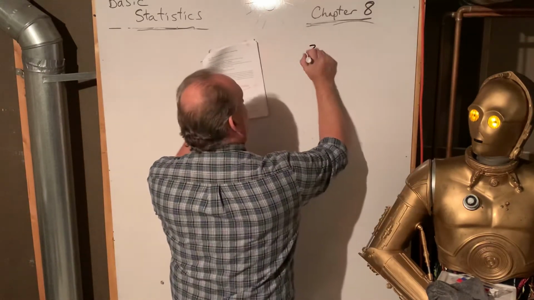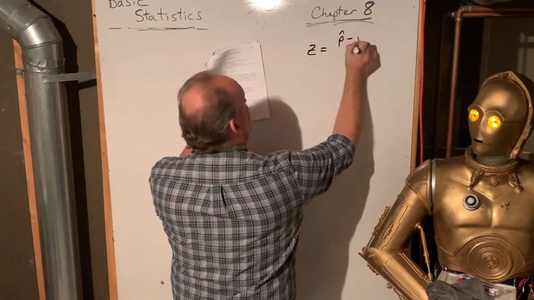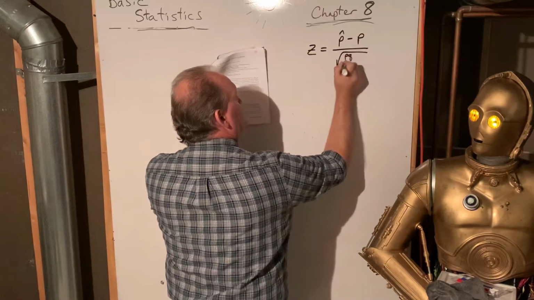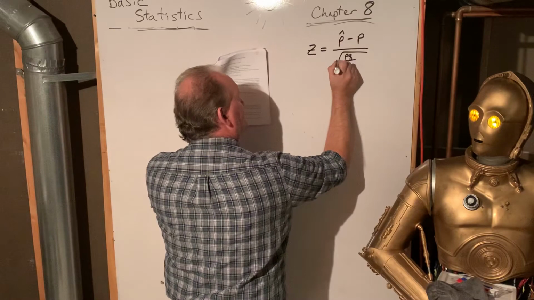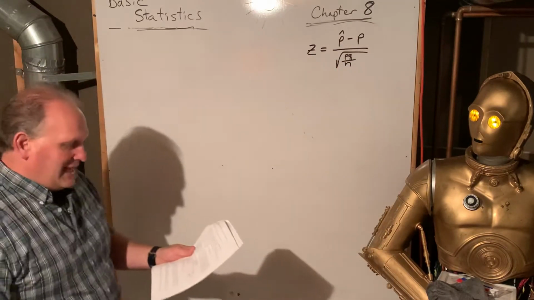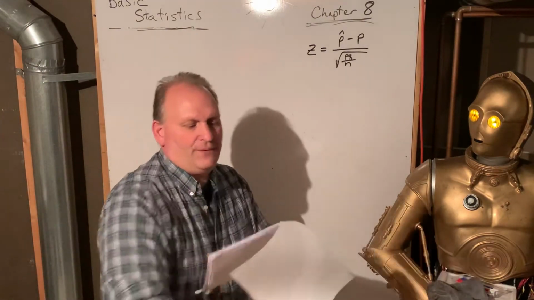So on this one, when we find our z-score, we're going to use p hat minus p over the square root of pq divided by n. That's how you find z. But everything else is going to be the exact same as what we just did. So here, let's take a look at an example. It'll make a little more sense.